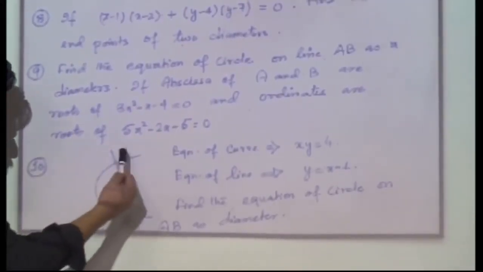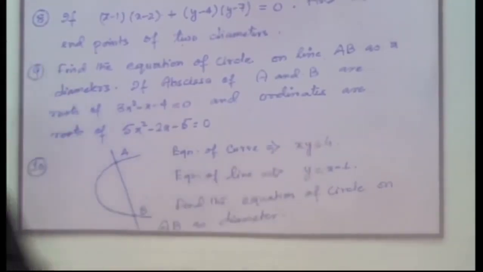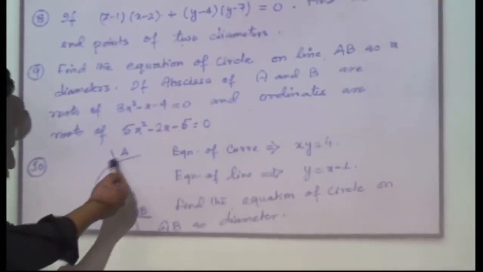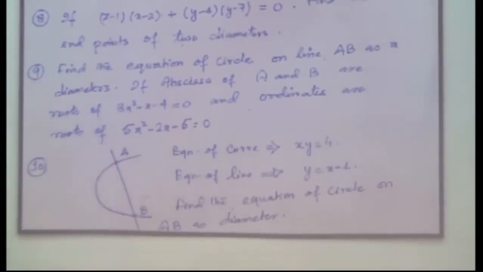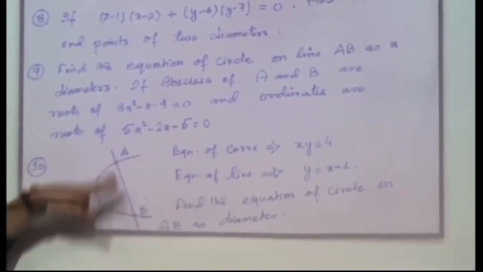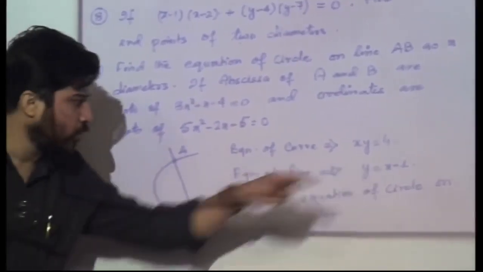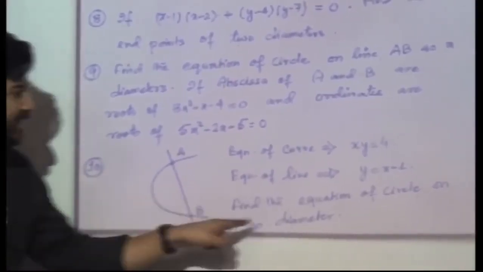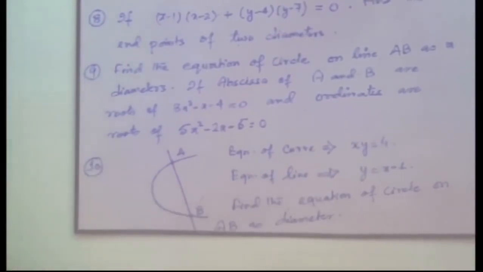What is the equation of this curve? xy is equal to 4, which is a rectangular hyperbola. It looks like a parabola because a hyperbola is basically two parabolas aligned to each other, right? So you have this curve, xy is equal to 4, and this line, the equation of AB, is y is equal to x minus 1. Find the equation of the circle on AB as diameter.